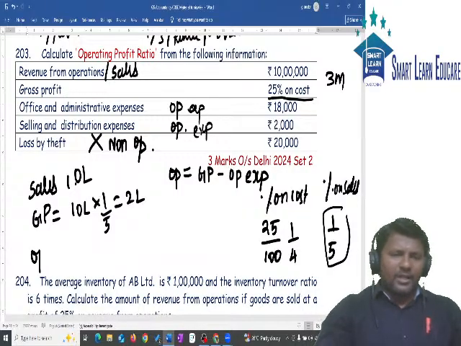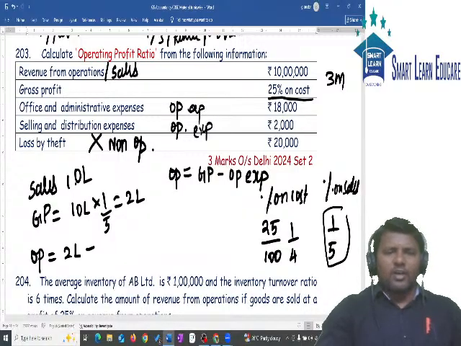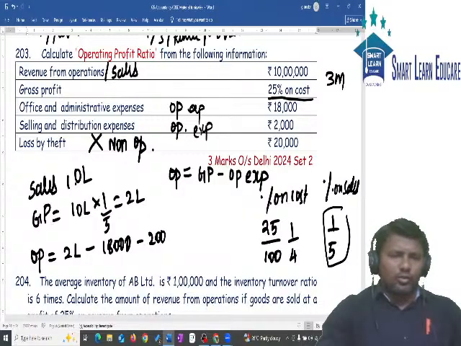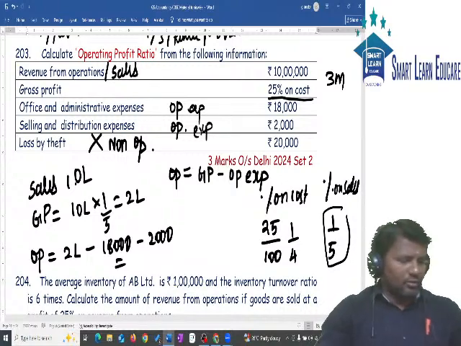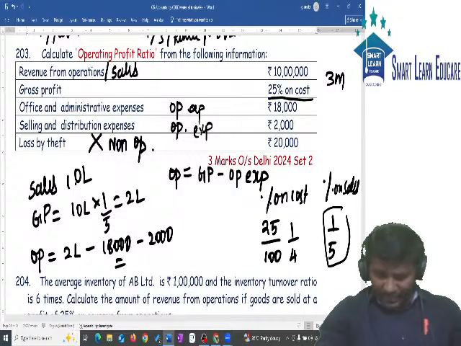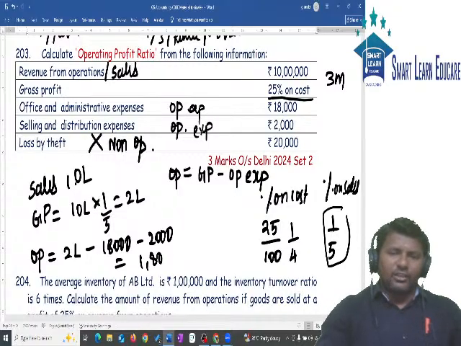Next, find operating profit. Operating profit is gross profit 2 lakh minus operating expenses. What are the operating expenses we have? One is administration expense, 18,000. Also we have selling and distribution expenses, 2,000. Both you should subtract. So what is the remaining amount? 2 lakh minus 18,000 minus 2,000. Operating profit comes to 1,80,000.